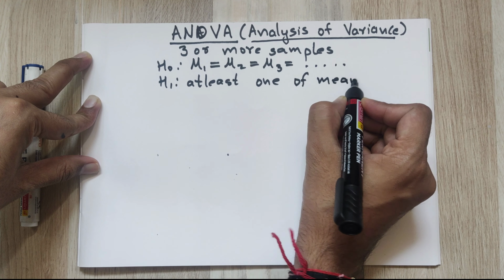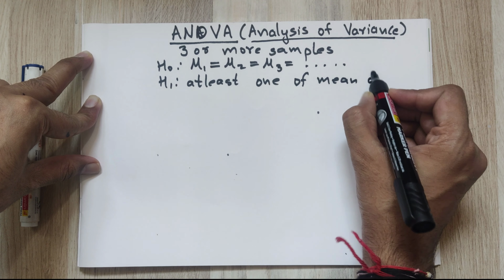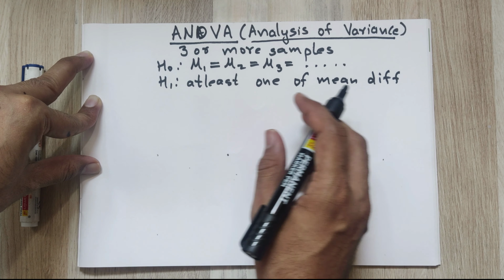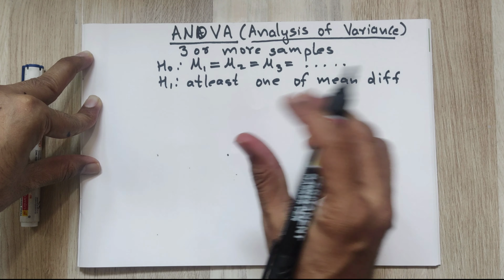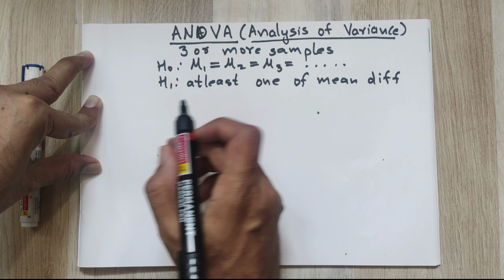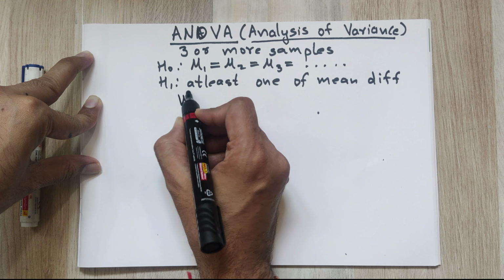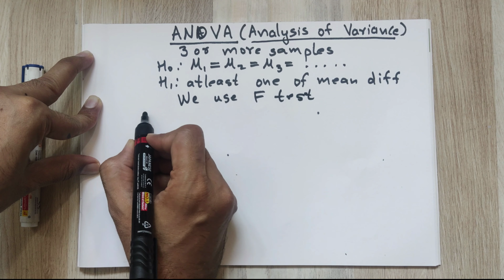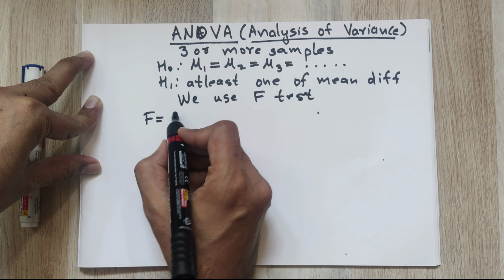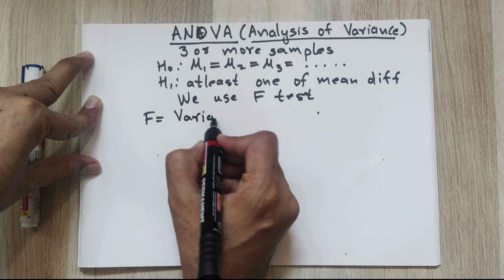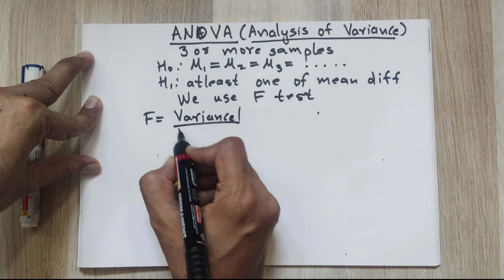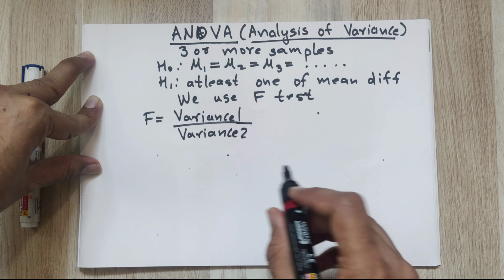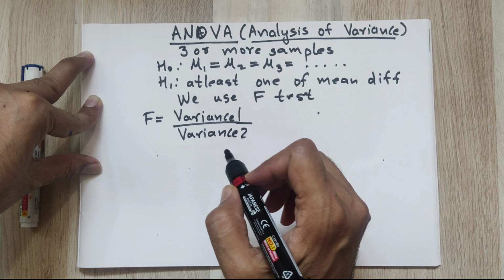Now, the name is analysis of variance, but if you look at the hypothesis, we are writing it in terms of mean. It is called analysis of variance because we use the variance to test our hypothesis. Here we use the F test, and the formula for the F test is a ratio of variances: variance 1 upon variance 2. We take the ratio of 2 variances to find our test statistic value, that is the F value.